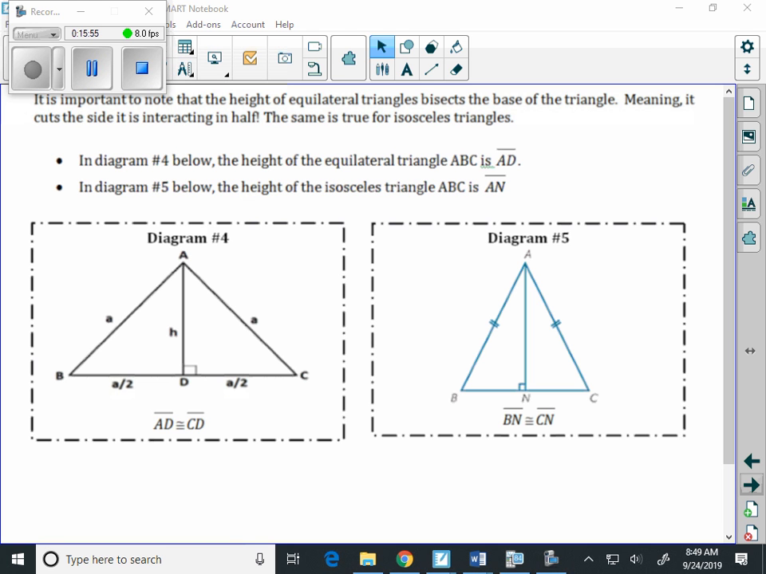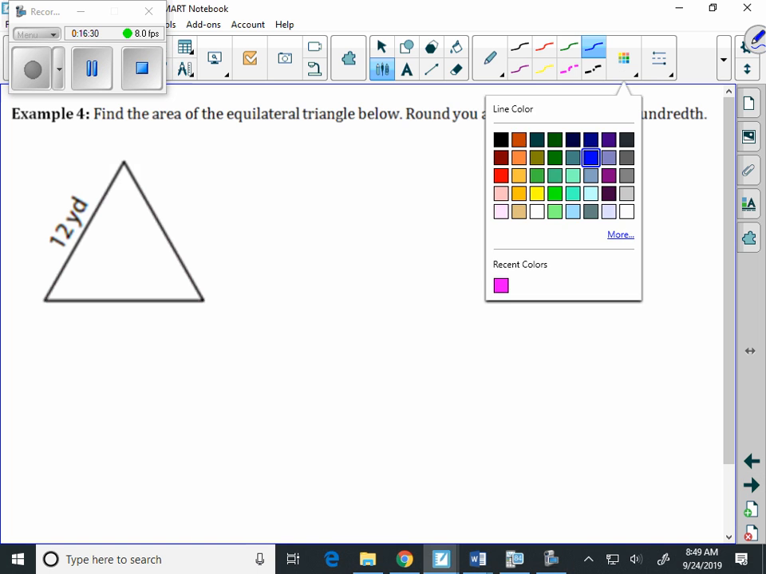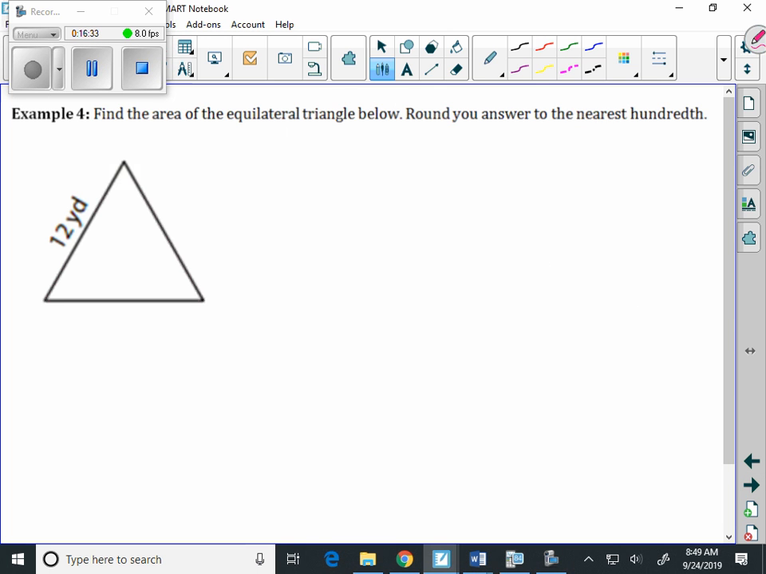Same thing with the isosceles triangle here. The height is going to cut the length of the base in half. So BN is going to be congruent to NC. We just need to know that when we come to find the area of our last two examples here, with the equilateral triangle on example number 4, we want to find the area of this triangle.